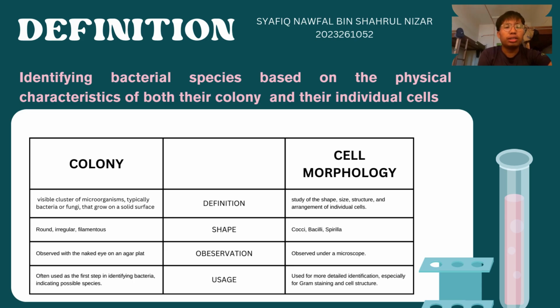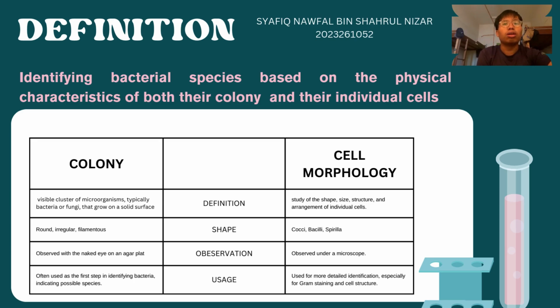The definition of colony is a visible cluster of microorganisms, typically bacteria or fungi, that grow on a solid surface, while cell morphology is the study of the shape, size, structure, and arrangement of individual cells. The shape of a colony is round, irregular, and filamentous, and the cell morphology is cocci, bacilli, and spirilla. The observation of a colony is with the naked eye on an agar plate, and the cell morphology is under a microscope.